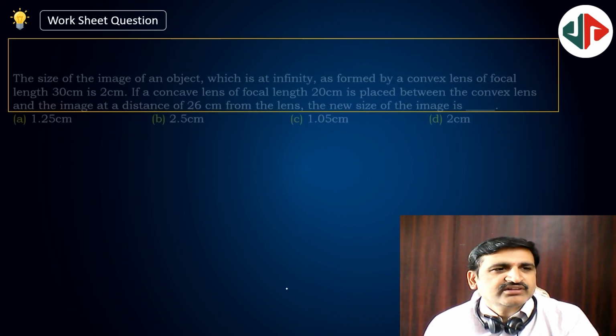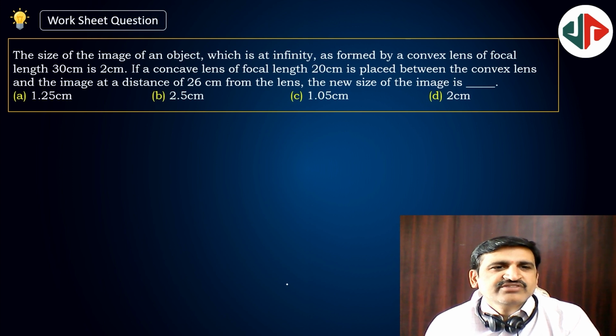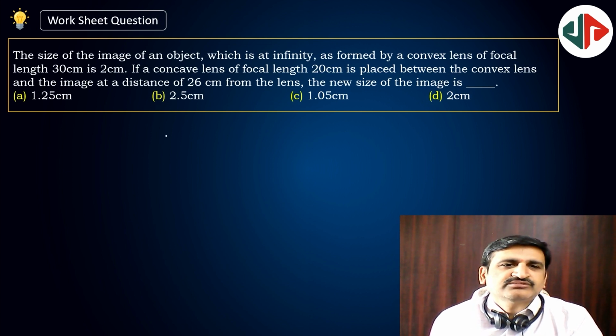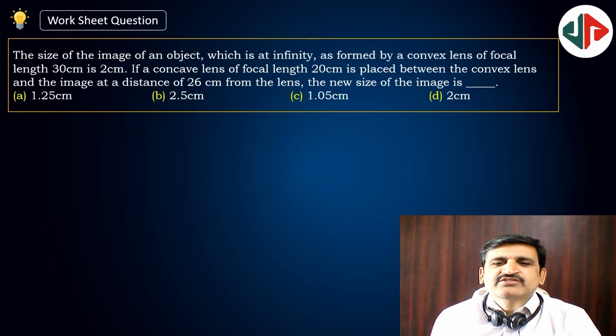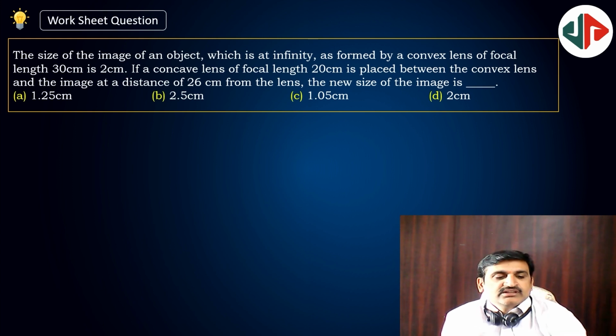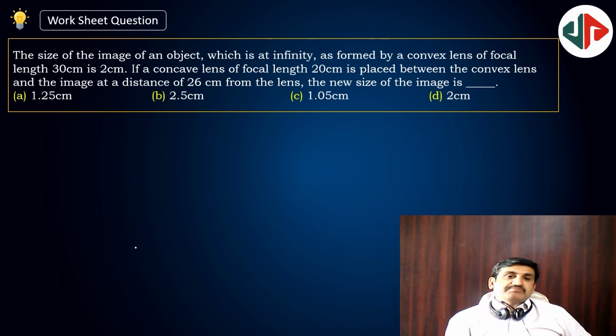The size of the image of an object which is at infinity, as formed by a convex lens of focal length 30 centimeter, is 2 centimeter. A concave lens of focal length 20 centimeters is placed in between the convex lens and the image, at a distance 26 centimeters from the lens. The new size of the image is? So you should be patient enough to solve such problems. Very patiently we have to do this kind of lengthy sums.